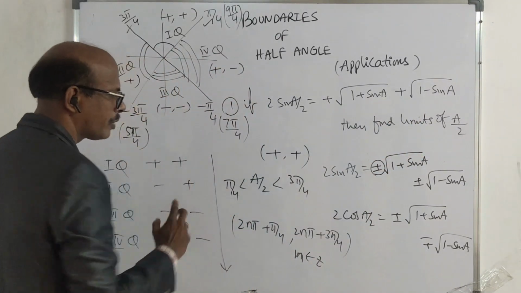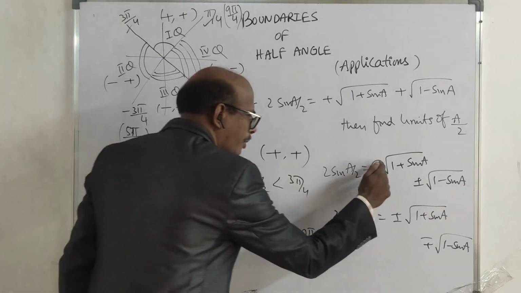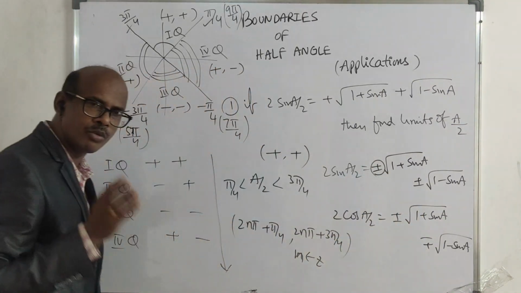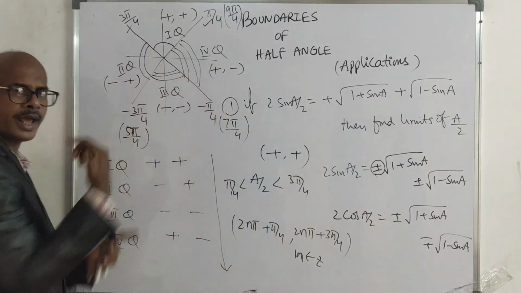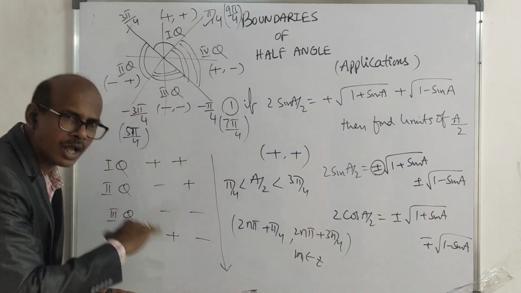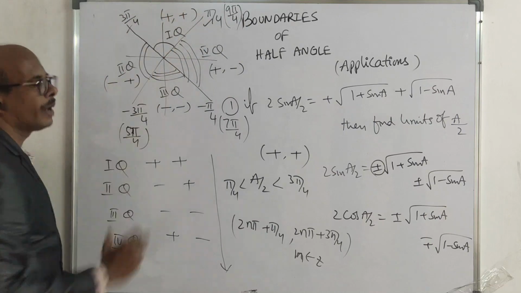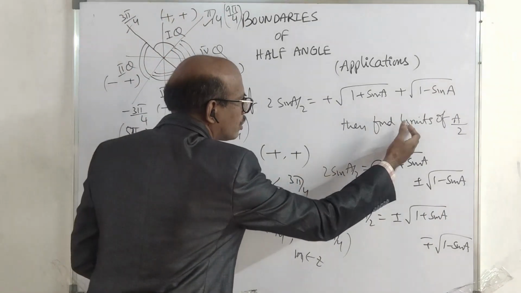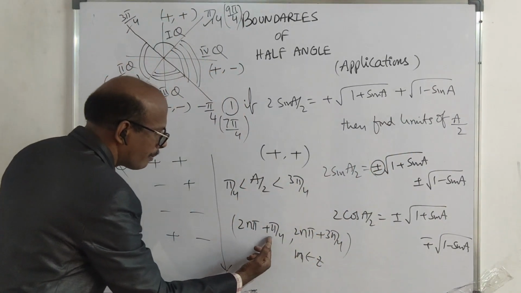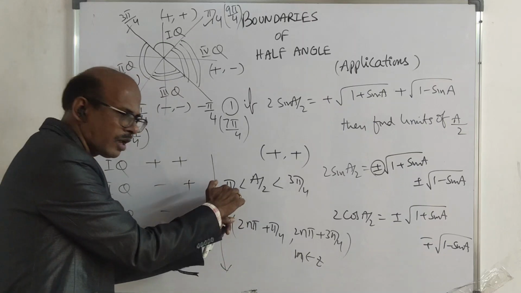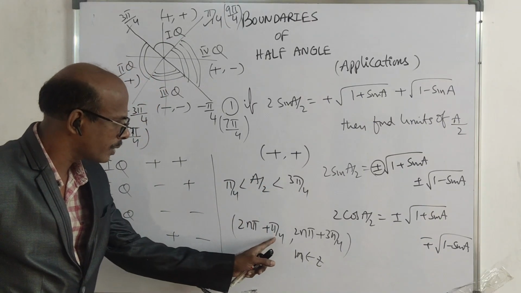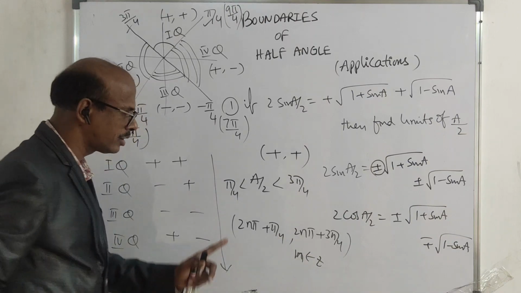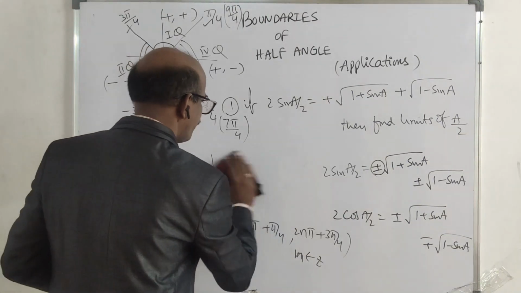Already with the theorem, the proof is covered: 2 sin A by 2 equals plus or minus, plus or minus. Now in the given question both are plus. So immediately go to the diagram, plus plus, and pick up the first quadrant boundaries, pi by 4 to 3 pi by 4. Therefore the limits of A by 2 are 2n pi plus pi by 4 and 2n pi plus 3 pi by 4, taking the general values. I think you understood my point.